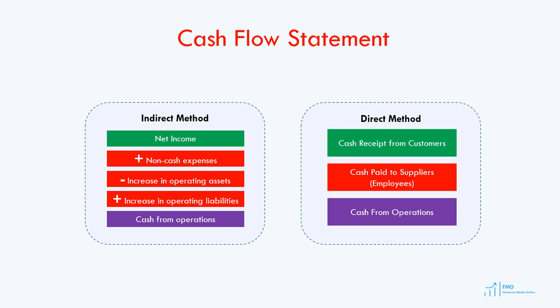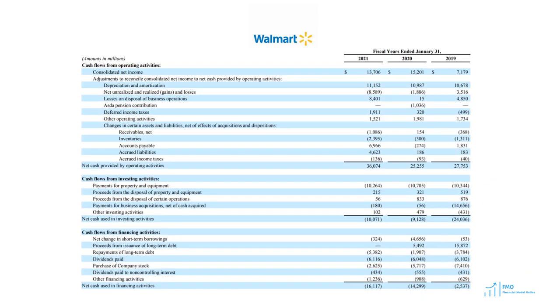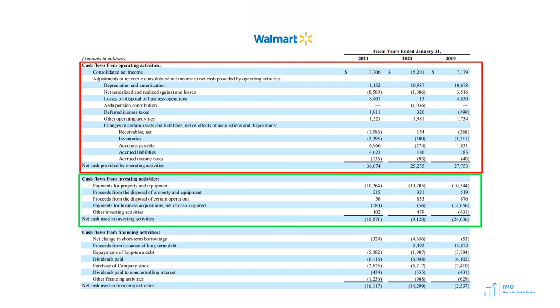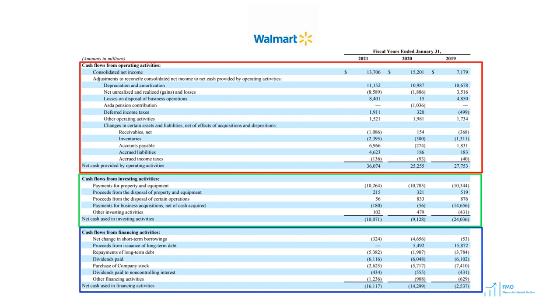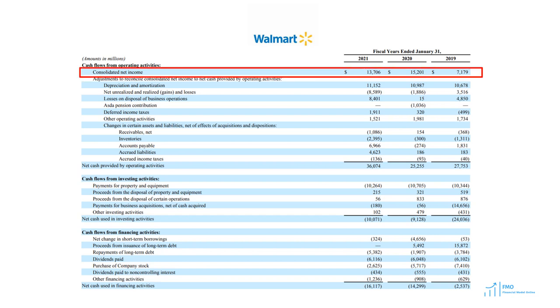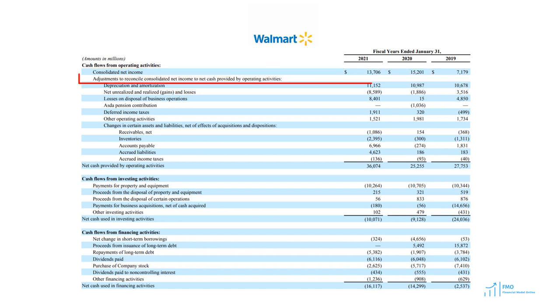Let's now review the cash flow statement of Walmart. You can see that Walmart's cash flow statement is divided into 3 sections: cash flow from operating activities, cash flow from investing activities, and cash flow from financing activities. Walmart reports its cash from operating activities using the indirect method, and therefore, the first item that appears in the cash flow from operating activities is net income. Then we've got the adjustments to reconcile the net income to net cash provided by operating activities.